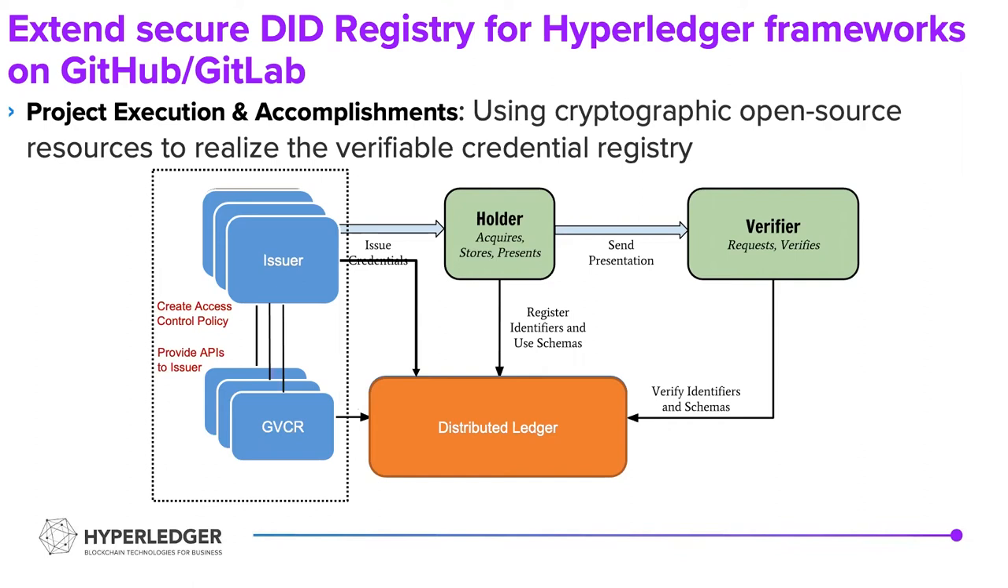Oh, okay, so I got it. In our project, we're going to replace the issuer with the issuer in the organization, and also we're going to use multiple GVCRs plus the distributed ledger to build a verifiable data registry.